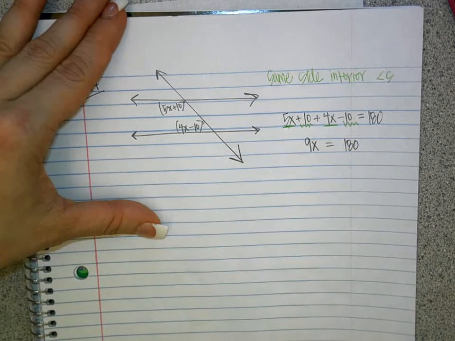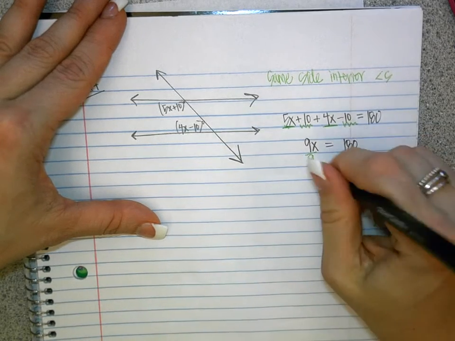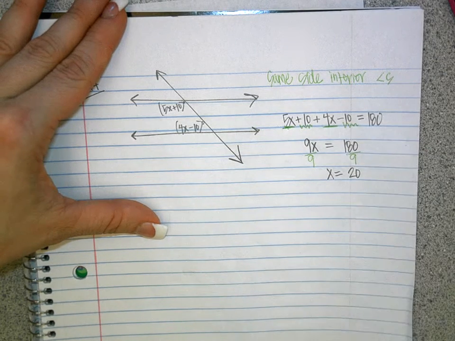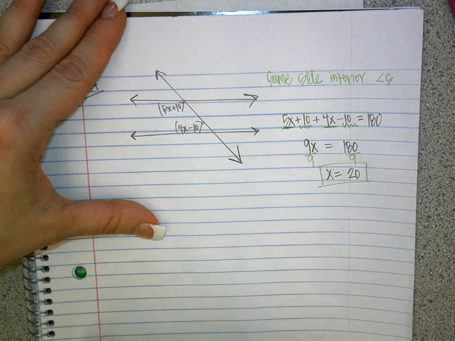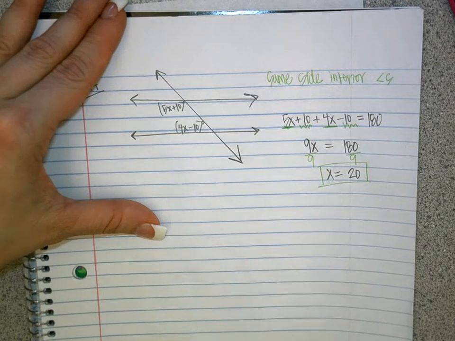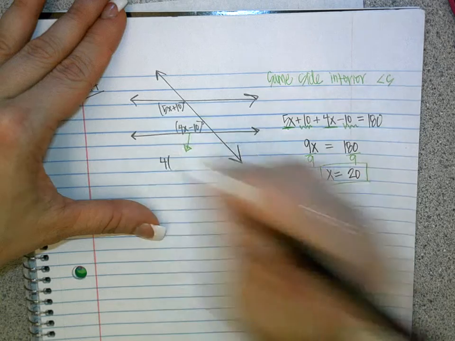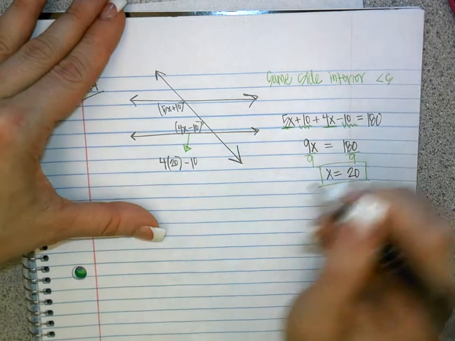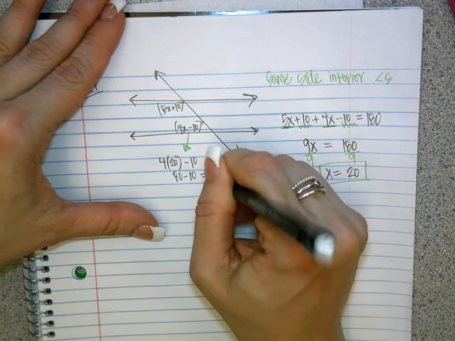Then to get x by itself, divide both sides by 9. We divide both sides by 9, we get x equals 20. So this one, x is equal to 20 degrees. Now, how do I solve for these? Plug it in. Okay, so if I plug into this one, that would give you 4 multiplied by 20 minus 10. So 4 multiplied by 20 is 80. And 80 minus 10 is equal to 70 degrees.